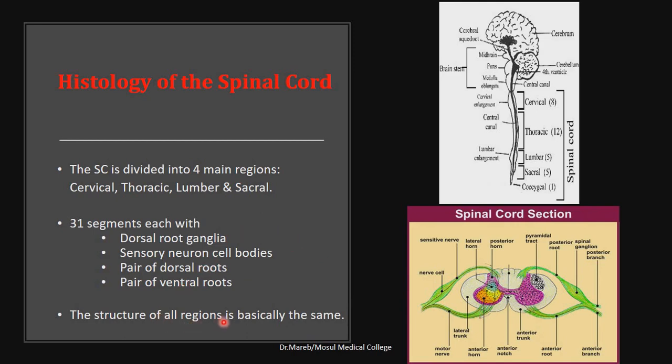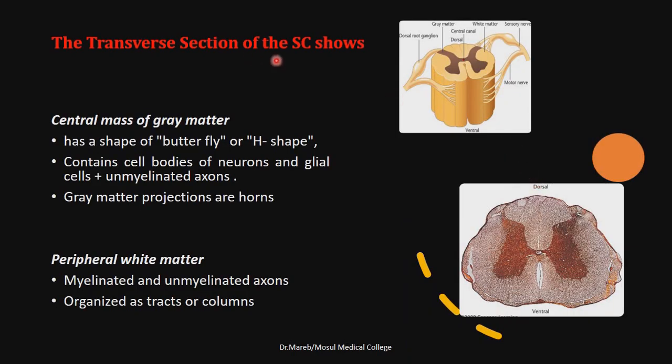The structure of all regions is basically the same. I mean by this, if you take sections in the cervical region or in the thoracic, lumbar, sacral, coccygeal, more or less, basically they are the same structure with some differences. Now, if we take a transverse section of the spinal cord, what we will see? Generally, as a nerve tissue, as you remember last week, it consists of gray matter and white matter. The gray matter in the spinal cord is located in the central region, while the white matter is located at the periphery. Now, the central mass of the gray matter has a shape of a butterfly or an H shape.